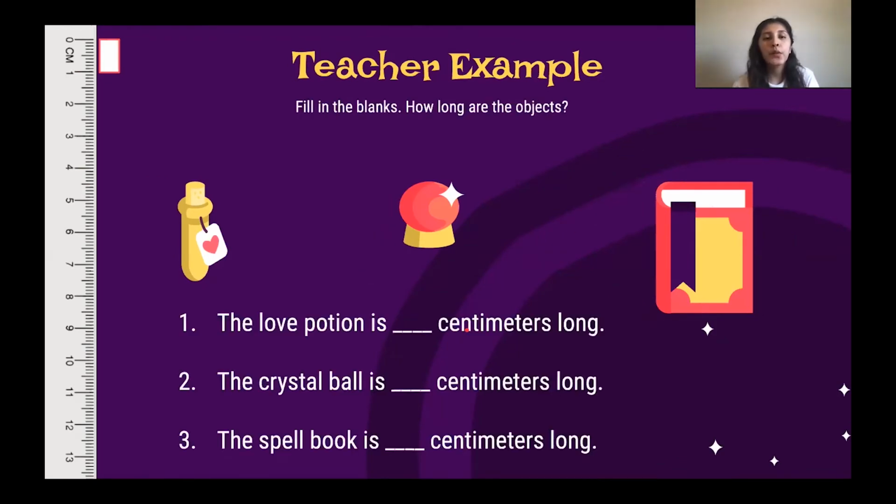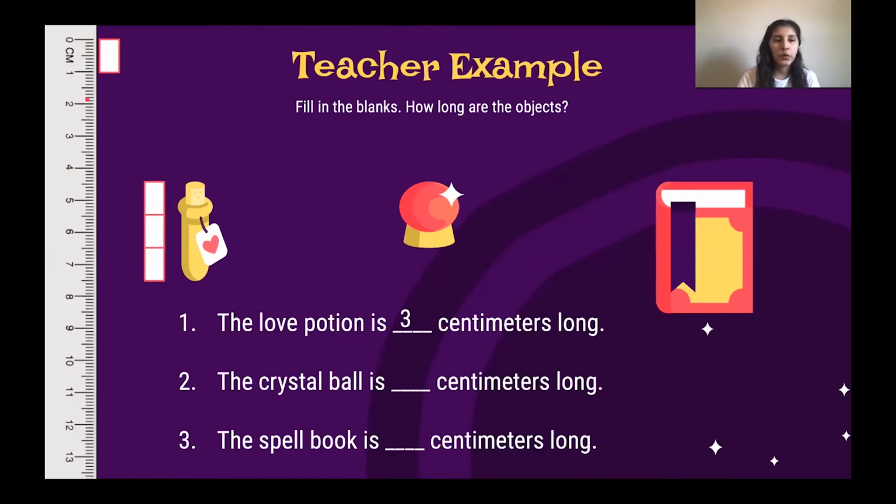Okay, so now it says, fill in the blanks. How long are the objects? So now we're gonna measure them. Ready? So if this is 1 centimeter, we're gonna use these little cubes to measure. Okay, it's right there. So that's 1. It's right at the end point. It's 1, 2, 3. So the love potion is 3 centimeters long.